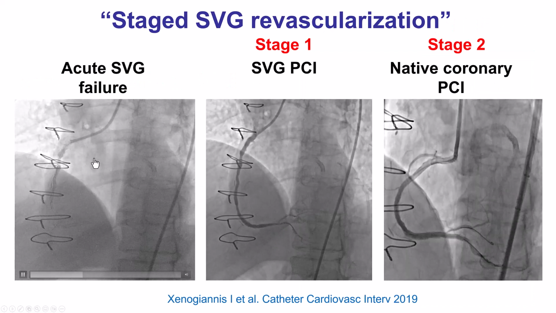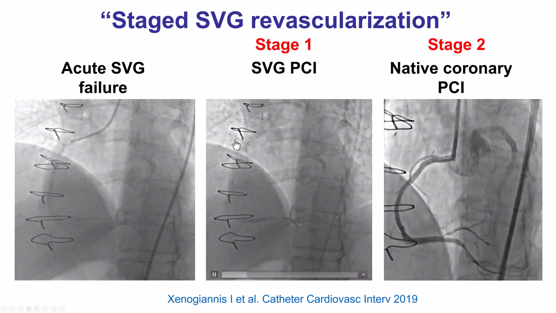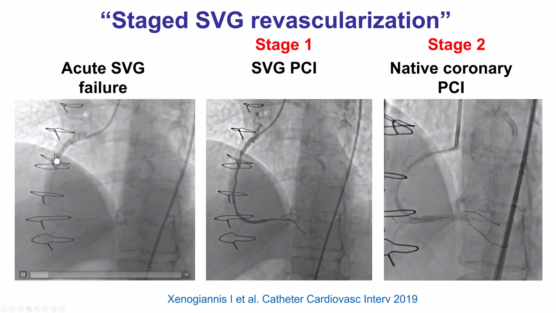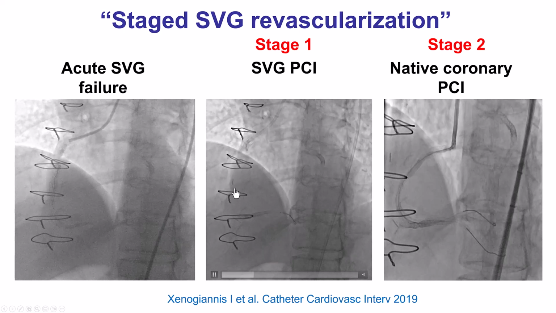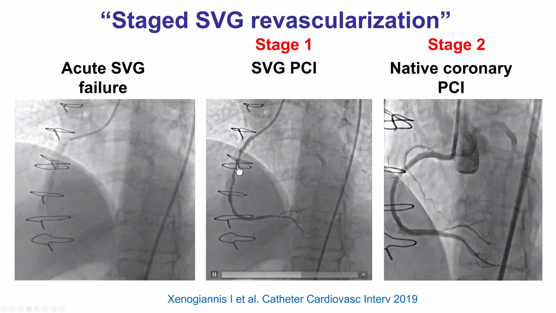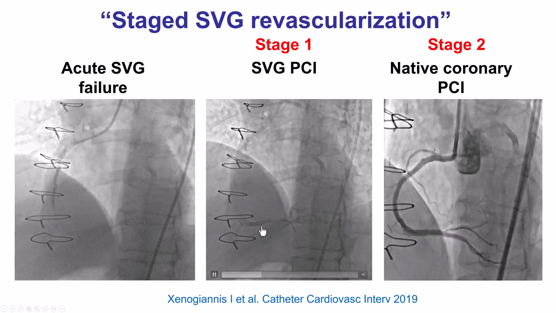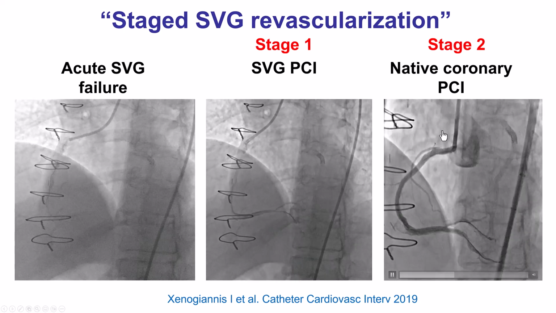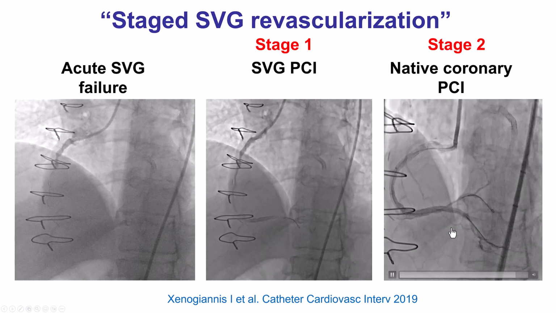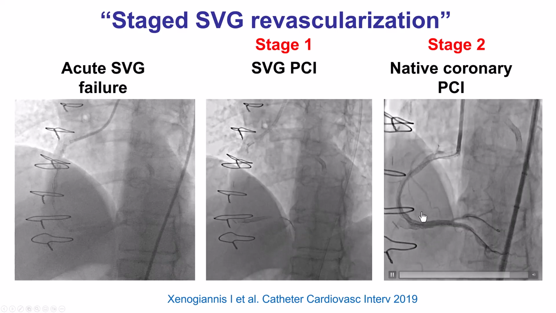Rarely, CTO PCI is done for other indications such as a failing saphenous vein graft. This is an example of an occluded vein graft that was recanalized acutely, but the long-term prognosis is limited. The occluded vein grafts quite often reocclude fairly soon after being recanalized. So in that patient, a few weeks later, he came back, the native RCA was recanalized, and this has a much higher likelihood for long-term patency.